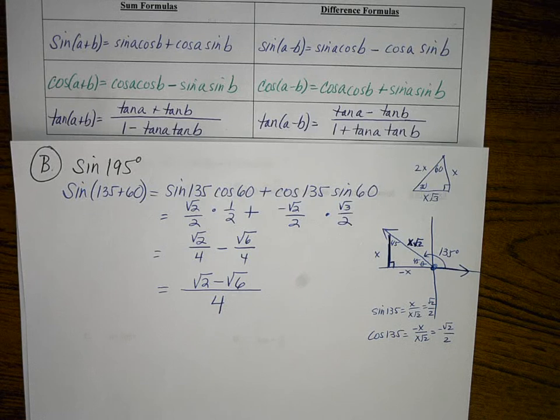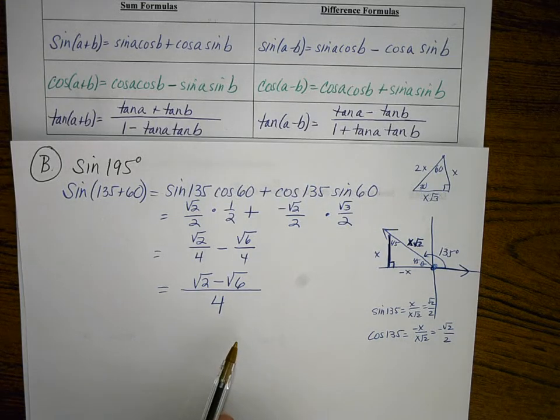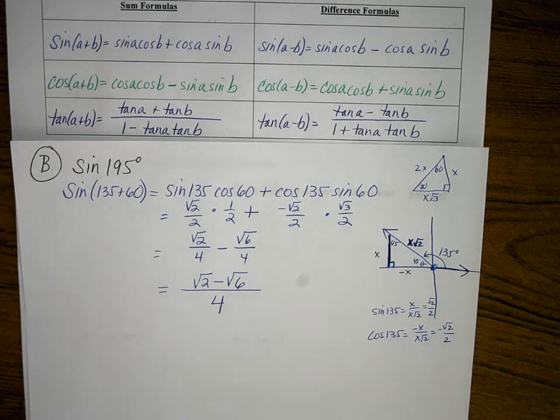Now, can I use my calculator to check? Yes, certainly, and I would encourage you to do that. Take the root of 2, subtract the root of 6, divide by 4, and then hit sine of 195 and pray that your decimals match. Absolutely would encourage you to do that. Any questions? All right.